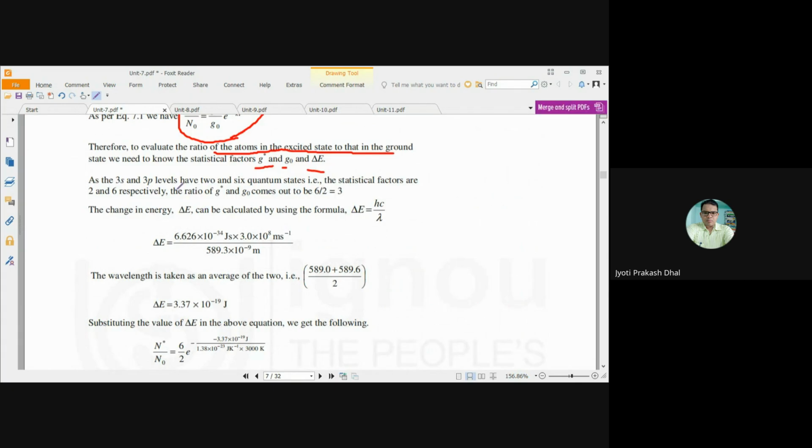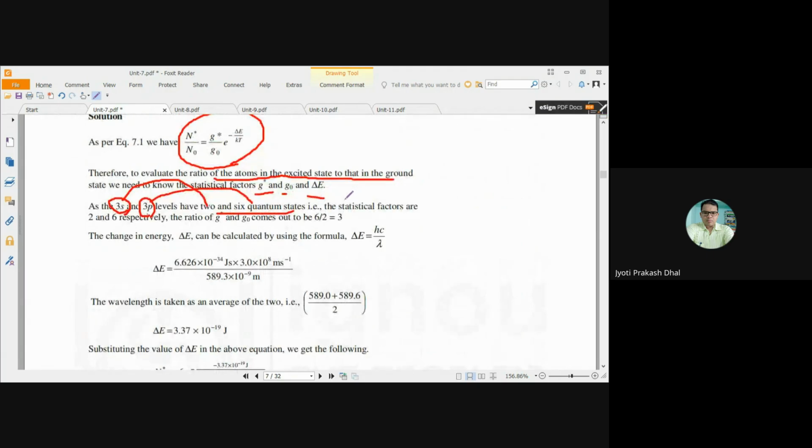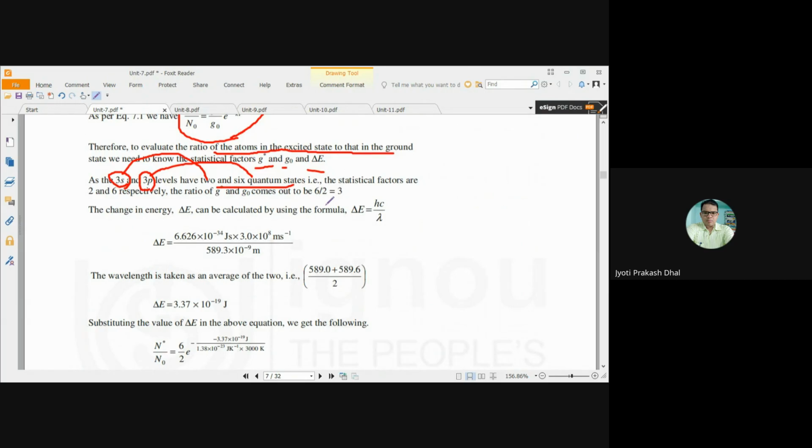As the 3s and 3p energy levels have 2 and 6 quantum states, the 3s energy level has 2 quantum states and the 3p energy level has 6 quantum states. So the statistical factor, that is g star by g0, equals 6 by 2, that is equal to 3.